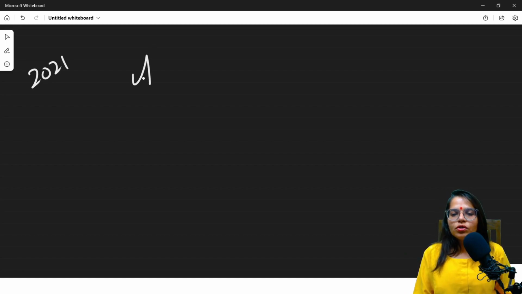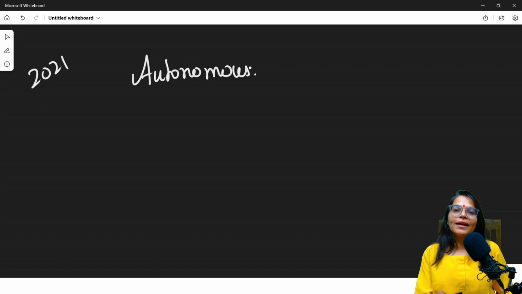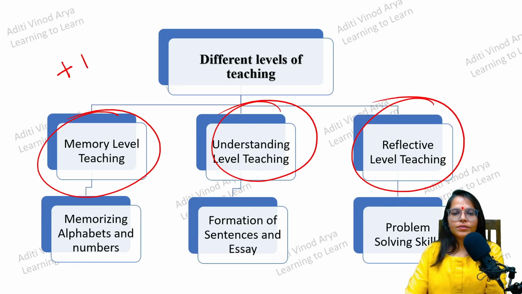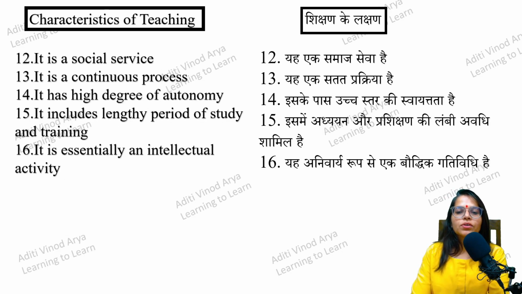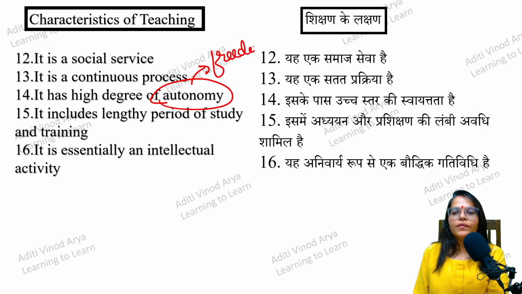If I talk about autonomous, we have studied this in the characteristics of teaching. Let me go through this. These are the characteristics of teaching which we have done. That was, I think, the fourth video of this series. In the fourth video, we were discussing the characteristics of teaching. Here, if you see, we have a high degree of autonomy. This is autonomy. This means freedom. We have understood this in that particular video.